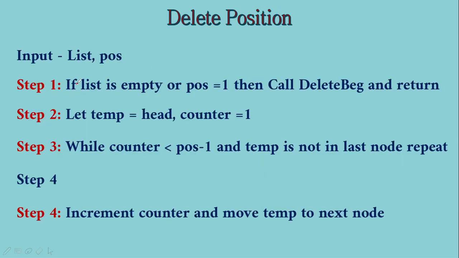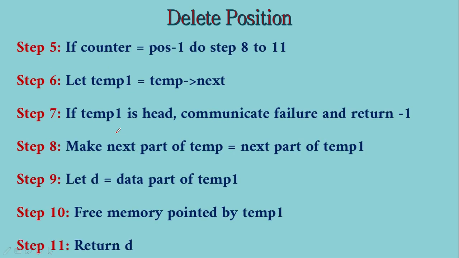So the formal algorithm may be like this: if the list is empty or position equal to 1, then you will call delete beginning and return the value returned by delete beginning. Otherwise, let us initialize temp to head and counter to 1. And while counter is less than position minus 1 and temp is not at the last node, we repeat step number 4, where we increment the counter and move temp to the next node. After coming out of the loop, check if counter is position minus 1. If counter is position minus 1, then we will do steps 8 to 11. Otherwise, we have to do these two things.